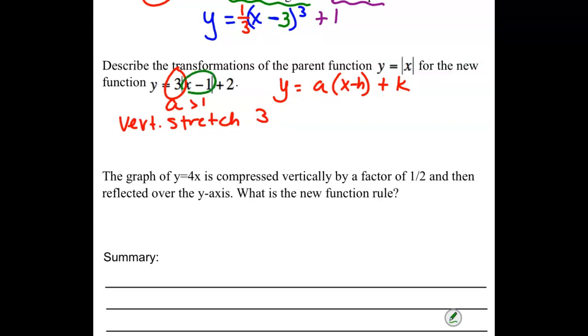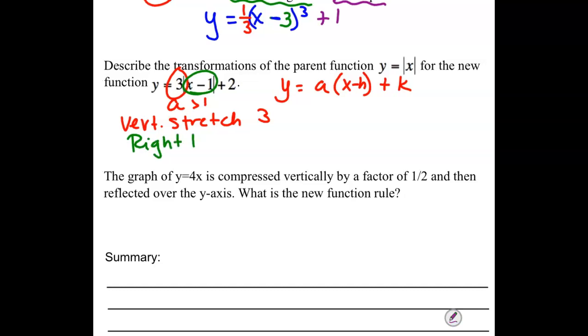Looking inside, an x minus 1, remember it shifts opposite of the way when you see a negative, it's actually moving to the right. So we are going to go right 1 space. And then our numbers on the outside move up and down in the same direction it looks like it should move. So a plus 2 is going to go up 2 spaces.